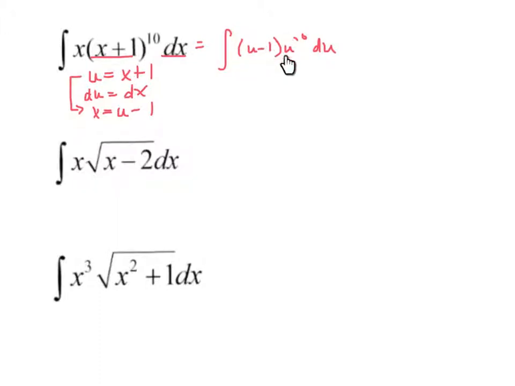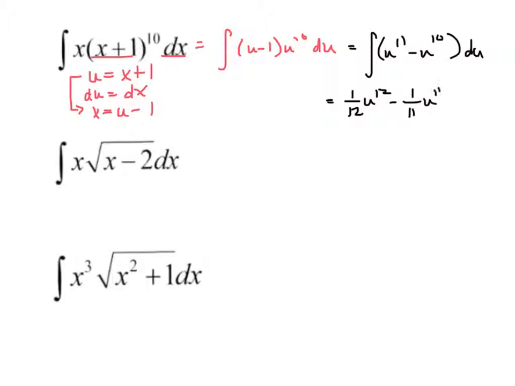I can multiply u to the 10th in, and I end up with an integral of u to the 11th minus u to the 10th du. Well, the antiderivative is 1/12 u to the 12th minus 1/11th u to the 11th plus c. And then I just plug u back in. 1/12 x plus 1 to the 12th minus 1/11th x plus 1 to the 11th plus c. And that's the antiderivative. Okay.